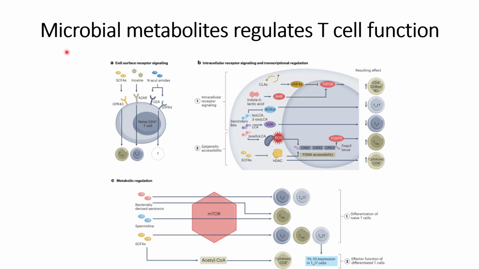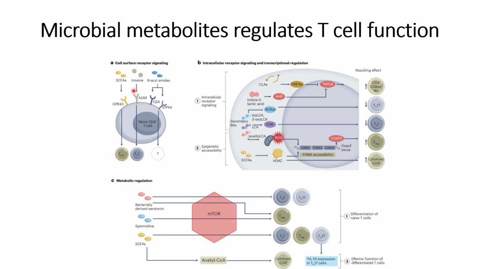In this video, we will discuss how these microbial metabolites can regulate T cell function, not just through cell surface interactions, but also because the microbial metabolites can interact with the intracellular receptors in the T cells. So we will start with the cell surface receptor signalings. Most of the T cells have these GPR43 receptors that can interact with short chain fatty acids, and these interactions might trigger the differentiation of the T cells towards regulatory T cells.